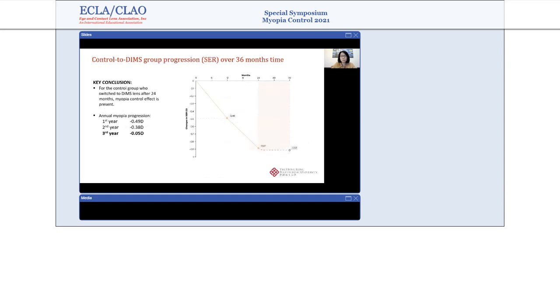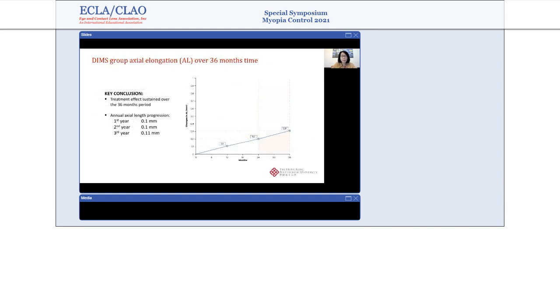And for children who were in the original control group, the myopia control effect was quite significant. From this figure, in the first 2 years, while wearing the conventional single vision lenses, the progression rate was like minus 0.49 and minus 0.38 diopter in the first and second year. But after switching to DIMS lens wear, myopia progression was down to only minus 0.05 diopter for the third year.